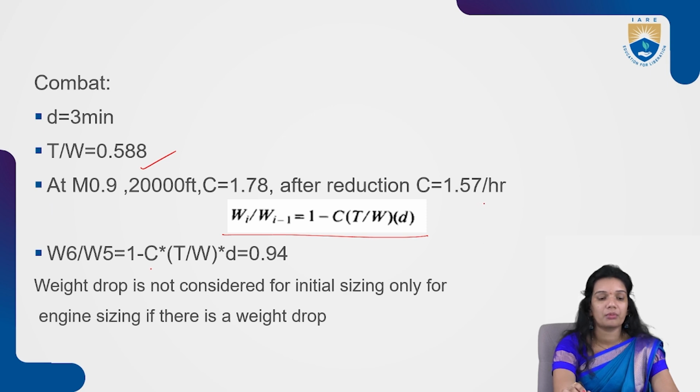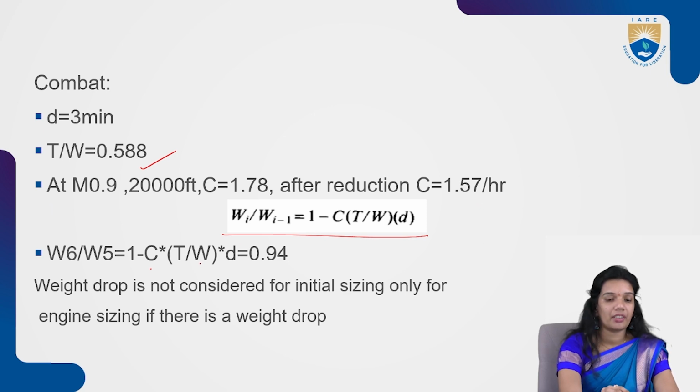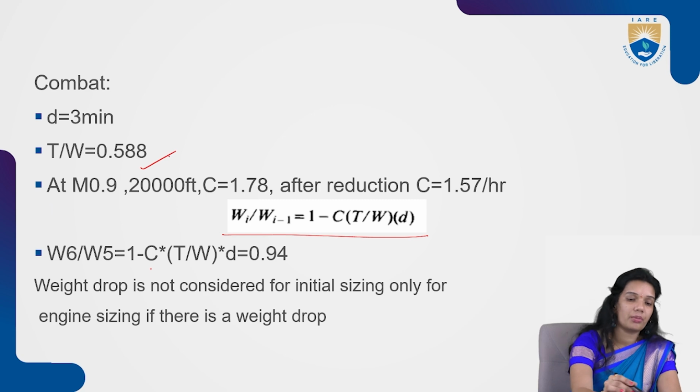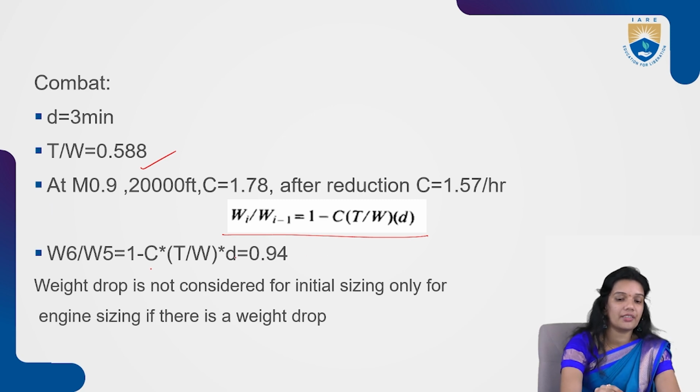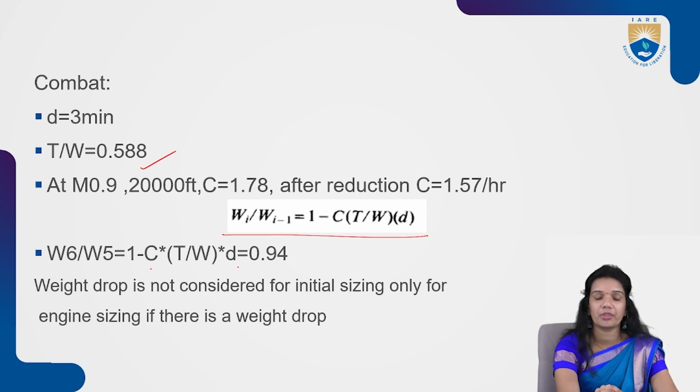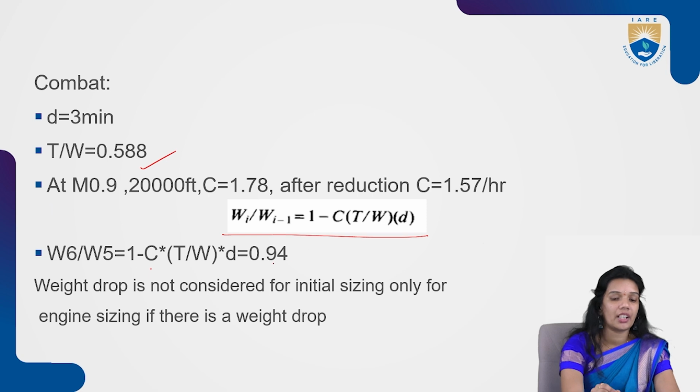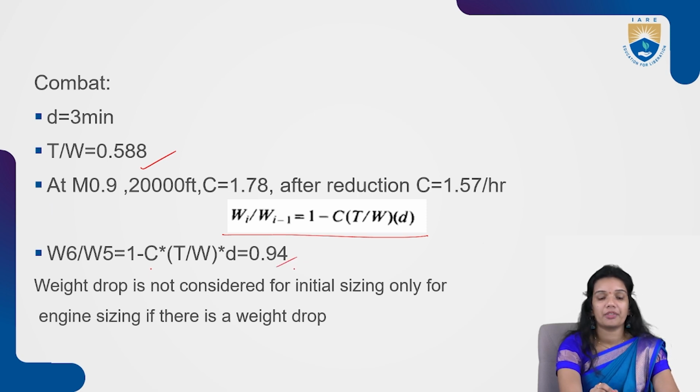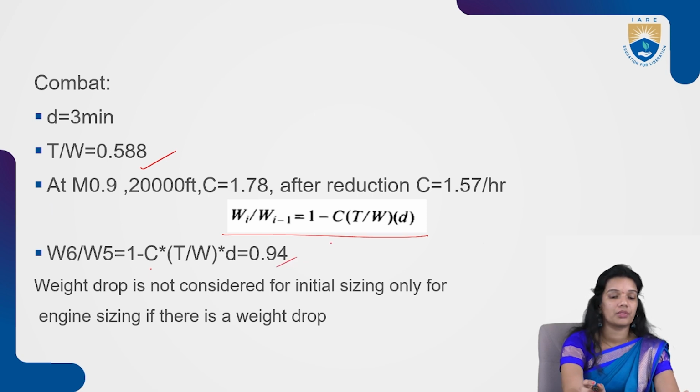Per hour needs to be converted, right? Then thrust to weight ratio. Thrust to weight ratio is 0.588. Then the duration is given as 3 minutes. Minutes again have to be converted. Then we finally attain the combat segment fraction, which is 0.94, right?